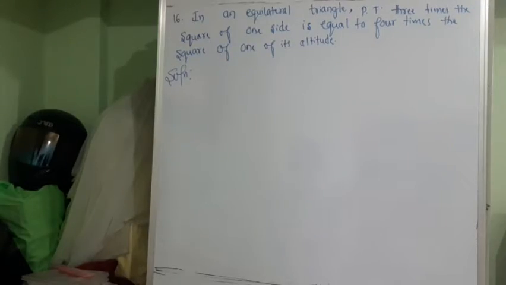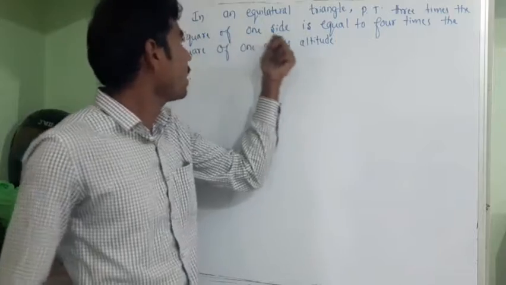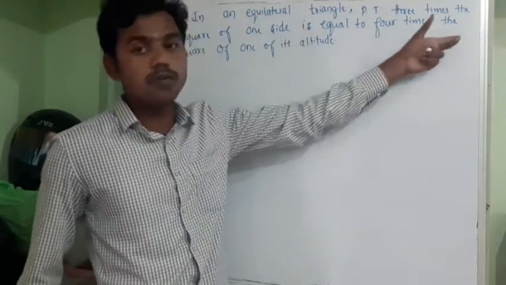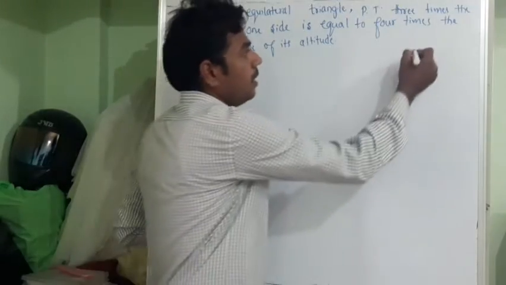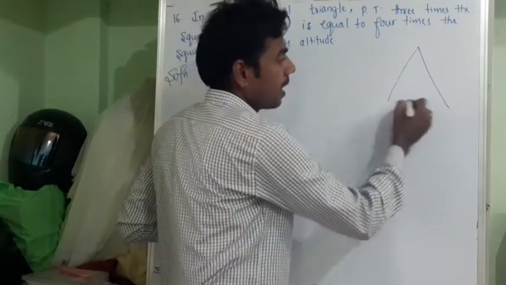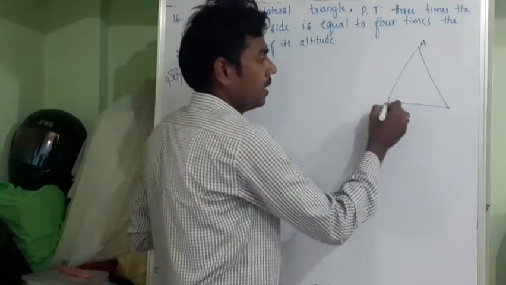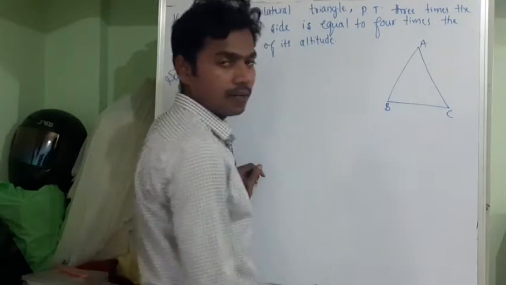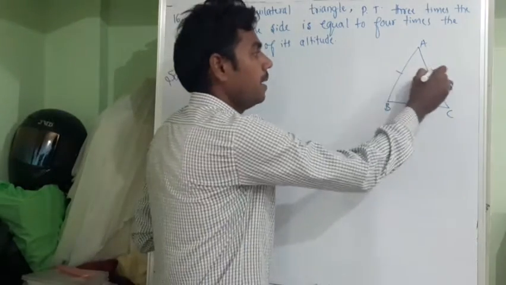Sixteenth question. In an equilateral triangle, prove that 3 times the square of one side is equal to 4 times the square of one of its altitudes. See, there is an equilateral triangle. According to the data, I am going to draw a diagram. ABC is a triangle which is an equilateral triangle. So in an equilateral triangle, all the sides will be equal.